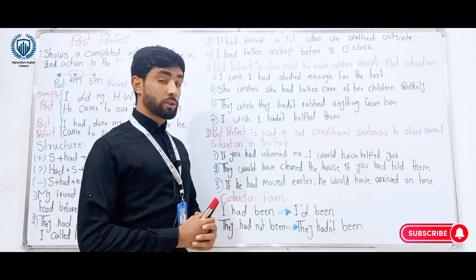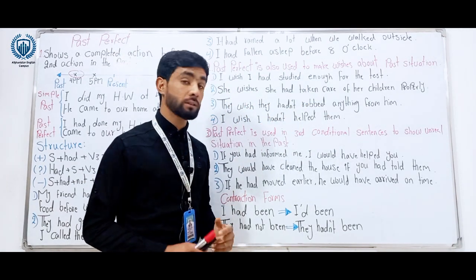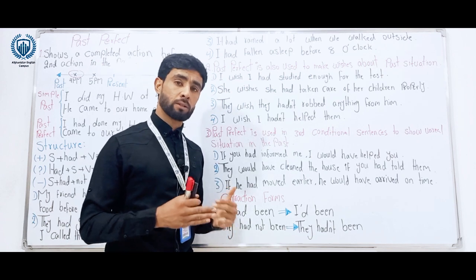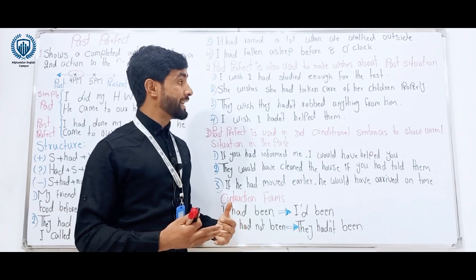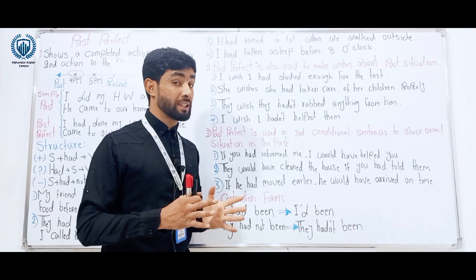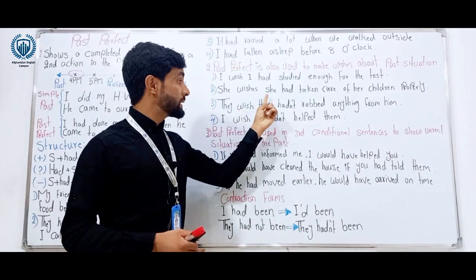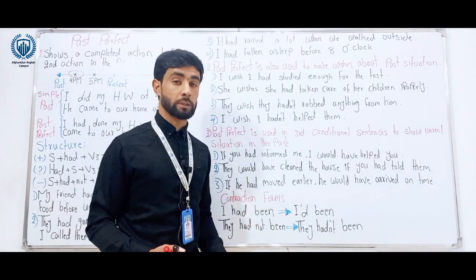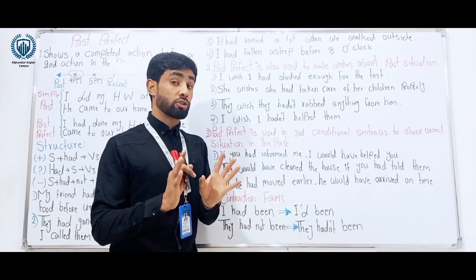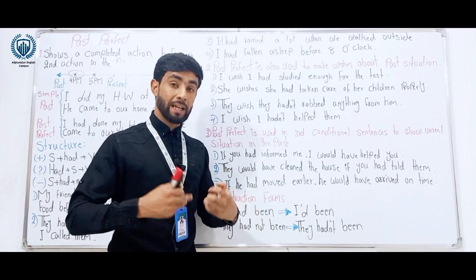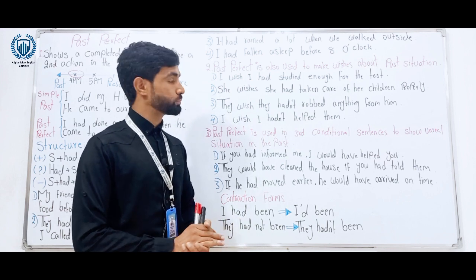Alright, now let's come to the second example. The second example says, she wishes she had taken care of her children properly. Something went wrong with her children. They were hurt or something bad happened. Now she regrets it, and that's why she is saying she wishes she had taken care of her children properly. Now her children are in a bad situation and she wasn't careful about them before.